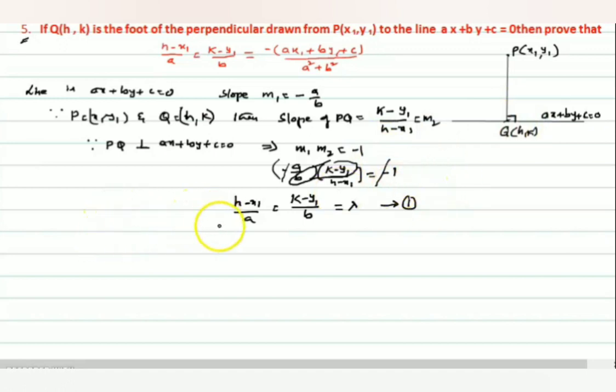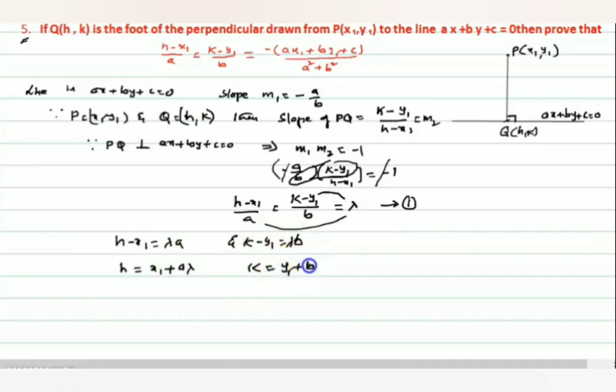Next part of the work is to find h comma k from this. So if you equate these two ratios, what will you get? h minus x1 is equal to lambda into a, and k minus y1 is equal to lambda into b. So h is x1 plus a lambda, and k is equal to y1 plus b lambda. So I know h comma k. This is my second work.